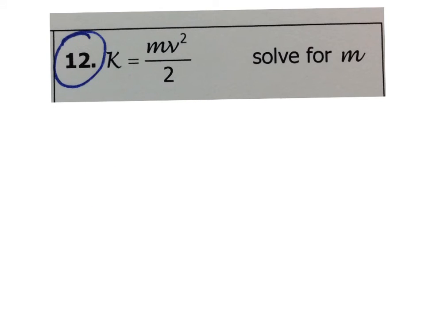Number 12, I'm going to leave for you to try. Now remember, we're solving for M, so you got to get rid of the V and the 2. And how are you going to do that?